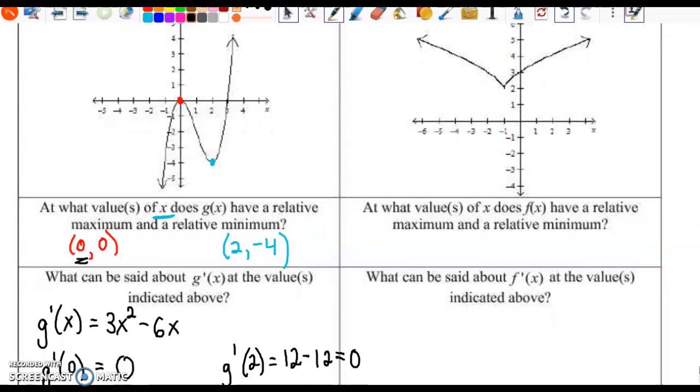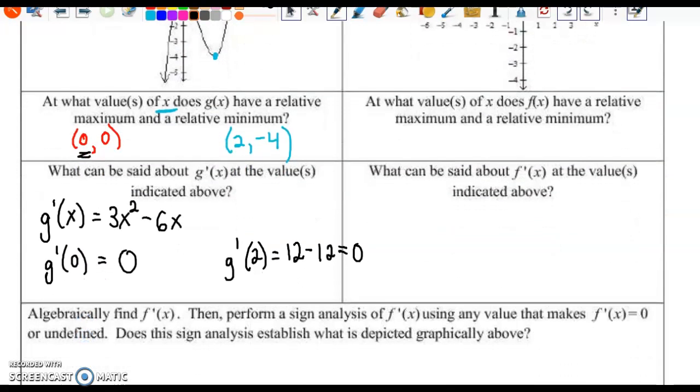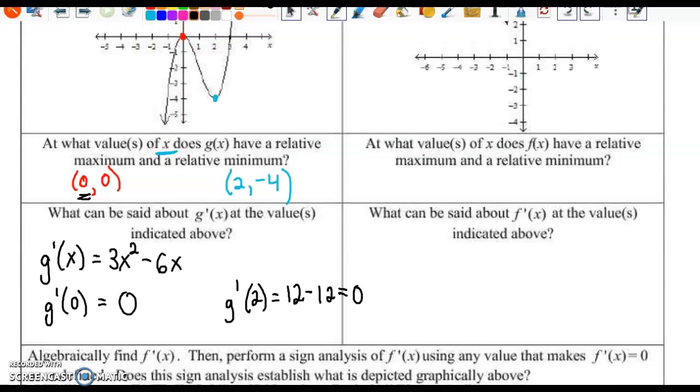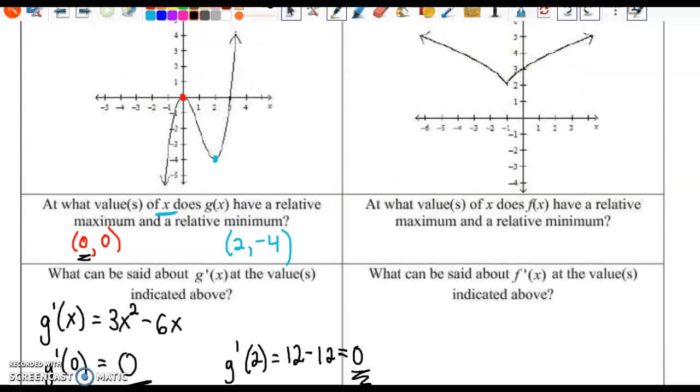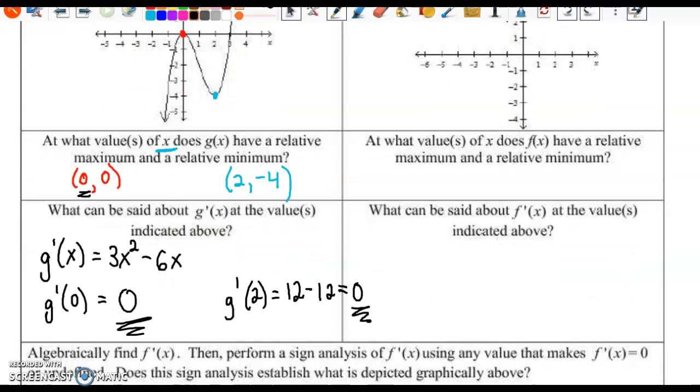And the whole premise of doing that is that if the first derivative is equal to 0, it's our clue that a relative min or max could occur. It doesn't have to occur, but it could occur. So what we do is we call these critical numbers. So x equals 0 and x equals 2 are critical numbers.